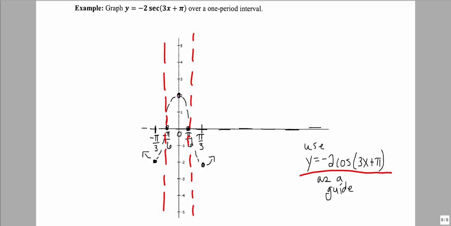So we go to the extreme points, the maximum and minimum values of cosine, and those will be the points that cosine and secant share. Once we have those extreme points, then we form our U-shaped graph going away from cosine but getting close to the asymptotes. Then once we erase cosine, what we're left with is the graph of secant.